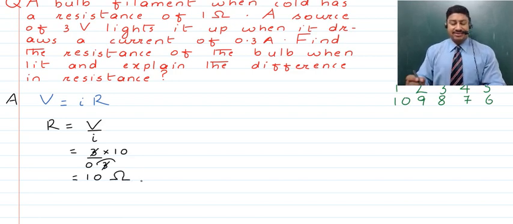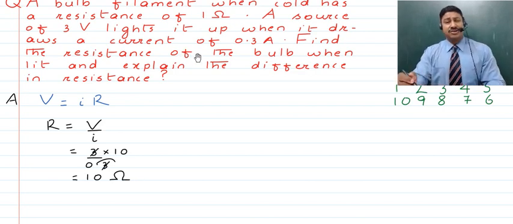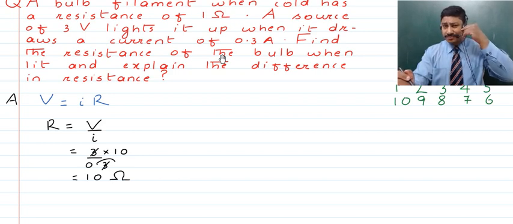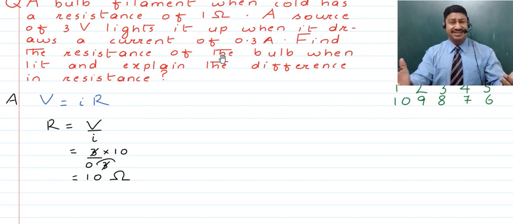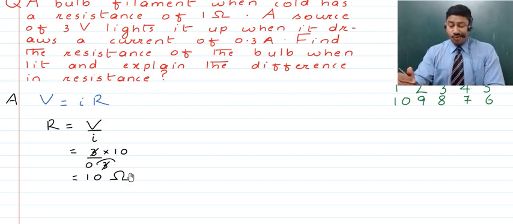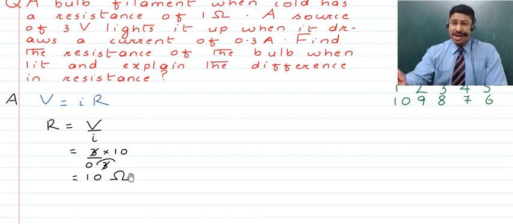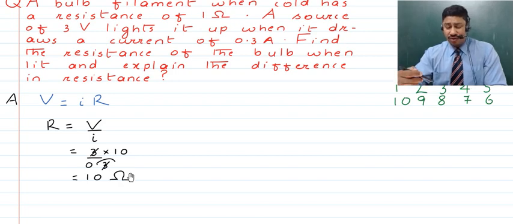So here you can see that initially the filament of the bulb had a resistance of 1 ohm. Later, after it is lit and starts giving light energy because of the high temperature, its resistance becomes equal to 10 ohm. So this is the difference between the filament when it was cold and the filament when it is red hot, giving some light energy. Its resistance also has become very large, 10 times of what it was earlier.